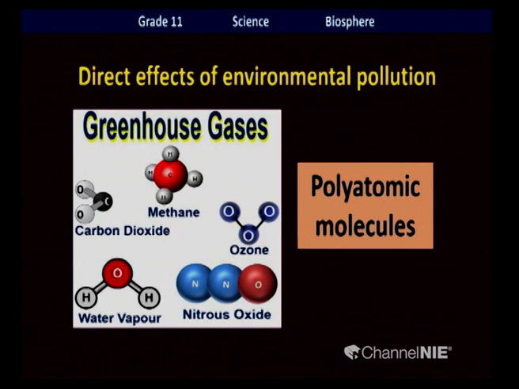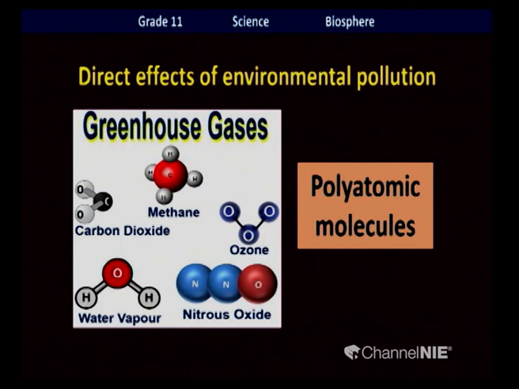Actually, you can see here polyatomic molecules. Number 1, carbon dioxide, CO2, 3 atoms. Next, CH4, 5 atoms. Ozone, O3, there are 3 atoms. Water molecule, there are 3 atoms, 2 hydrogen, 1 oxygen. Nitrous oxide, N2O. So these are called polyatomic molecules. These polyatomic gases are considered as greenhouse gases.